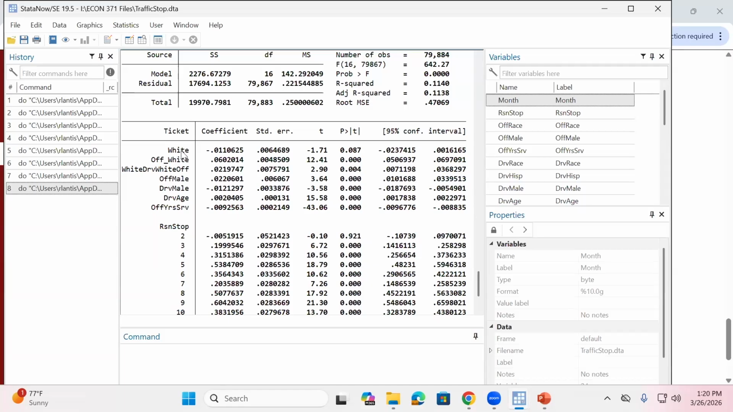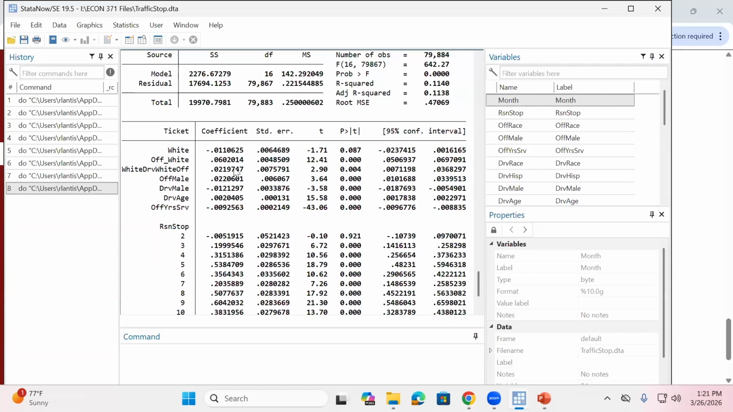So if the driver was white, but we only want to look at this coefficient, so the interaction has to be 0. So if the driver is white, what's the only way the interaction between the driver being white and the officer being white is equal to 0? If the officer was not white. So this is the effect: if the driver is white and the officer is not white, they issue tickets at lower rates. The probability goes down by about what? 0.01 or 1%. And it's statistically significant at the 90% level. We couldn't say that there's any effect at the 90, 95, or 99. Right? It doesn't quite meet our threshold.